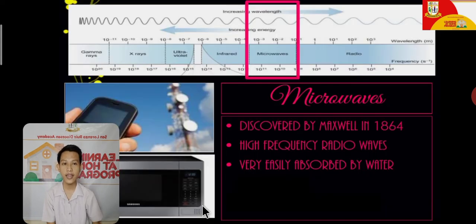Okay? Next one, microwaves. It is the second type of electromagnetic wave positioned on the second part of electromagnetic spectrum. It is discovered by Maxwell in 1864. It has its characteristics high frequency radio waves, very easily absorbed by water. Okay? So yung microwaves, para siyang special type ng radio waves. Mas malakas nga lang yung kanyang transmittal of signals or waves compared sa radio waves kasi nga mas maiikli na yung kanyang mga wavelength, mas marami na compared sa radio waves yung napoproduce na frequency.